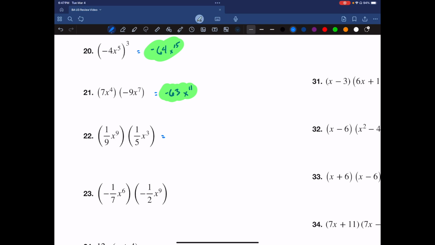Okay, when you multiply fractions, you multiply across the top, across the bottom. So 1 times 1 is 1. 9 times 5 is 45. And then when you multiply like bases, you add the exponents. So this is 9 plus 3, which is 12.